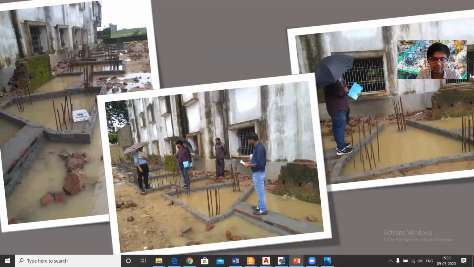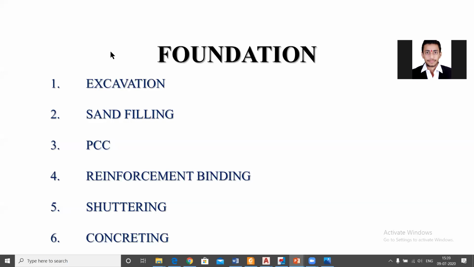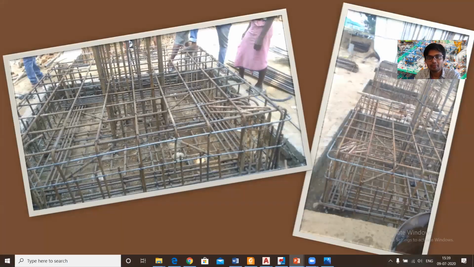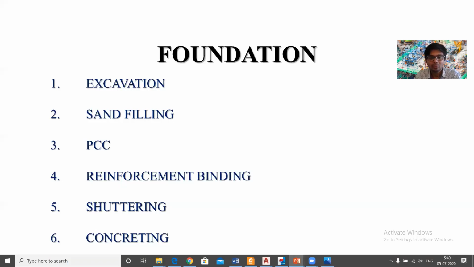This ratio is generally used, and as you can see here, this is your periphery wall and this is your footing. Yeah. So after the PCC, we'll move forward to the reinforcement binding.